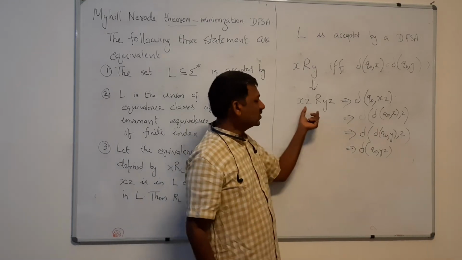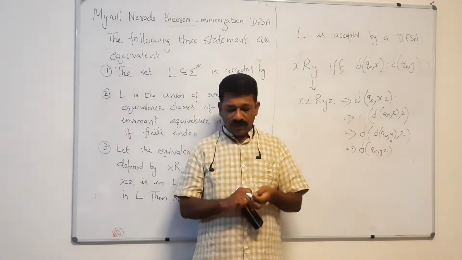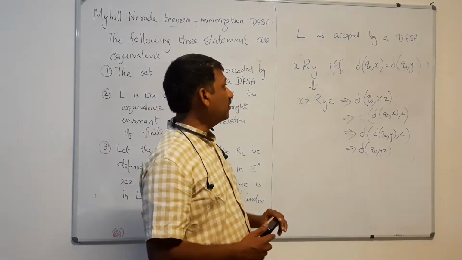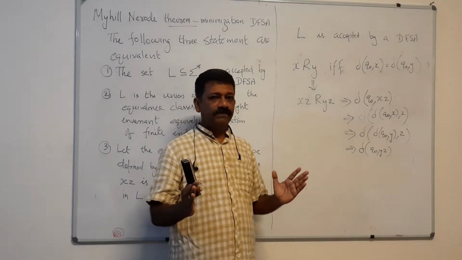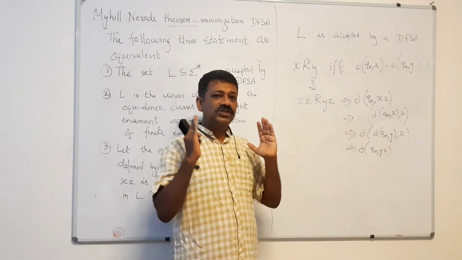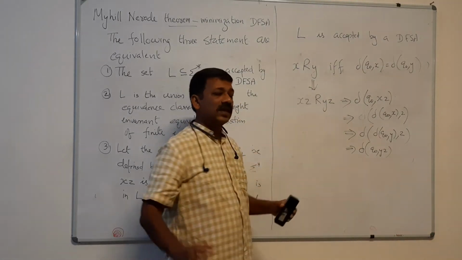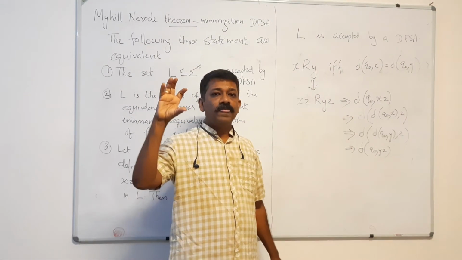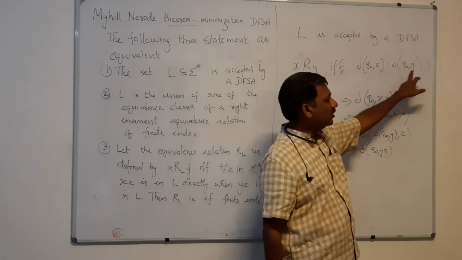That means this is right invariant. If x is related to y, what do you mean by x is related to y? They belong to the same equivalence class. X is some string and y is some other string, and if x is related to y, they belong to the same equivalence class. That means same state. Upon processing x, suppose that from q0 it reaches q3, after processing y also it reaches q3. That is why, if and only if delta of q0 x equals delta of q0 y.